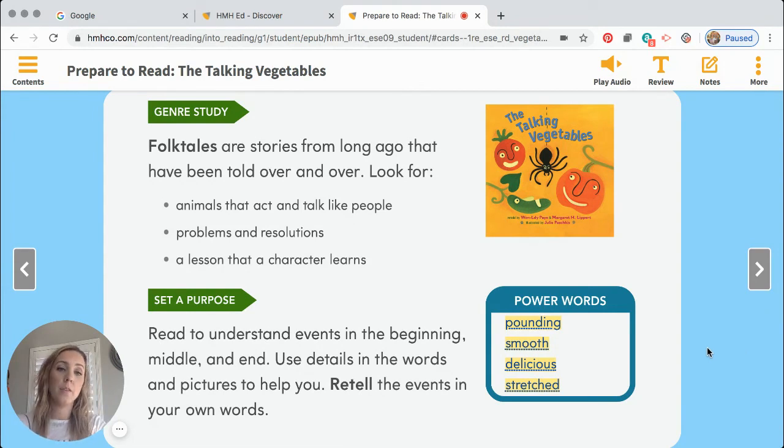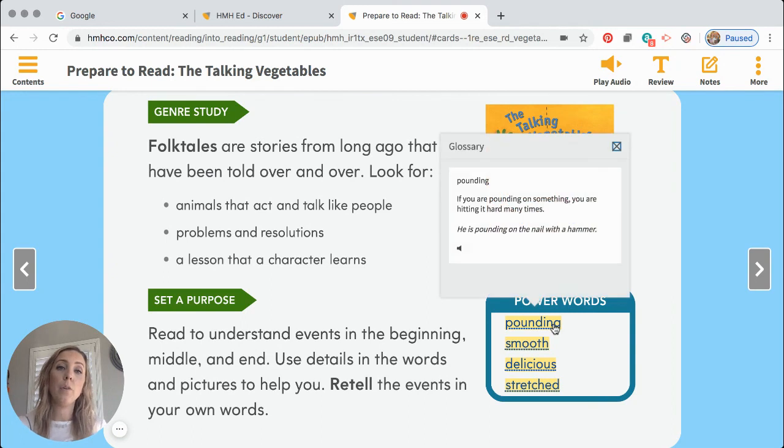So the first one is the word pounding. If you are pounding on something, you are hitting it hard many times. So an example of somebody pounding something would be if somebody is pounding a nail into the wall with a hammer, right? If you've ever built something with your grandfather or with your dad or your brother, you might be pounding that nail into the wall or into a piece of wood, right? The word is pounding. Can you read that with me? Ready? Pounding. Excellent.